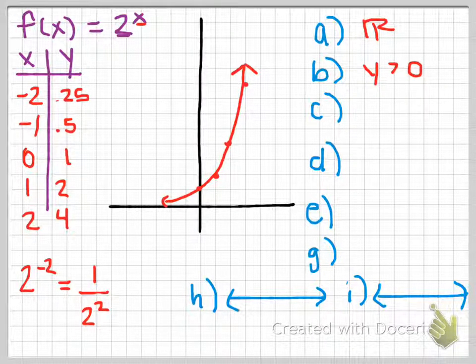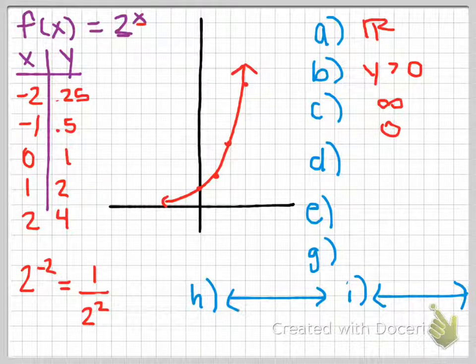Letter C, so the first one, as my x values increase, so as my x values go towards infinity, f of x is going towards infinity, so the top one's infinity. And then the second blank, as my x values go towards negative infinity, my y values go towards 0.